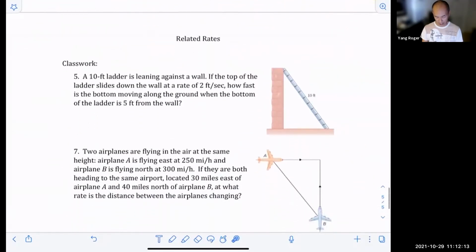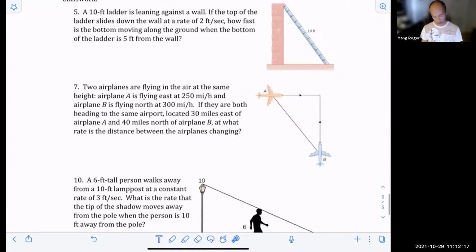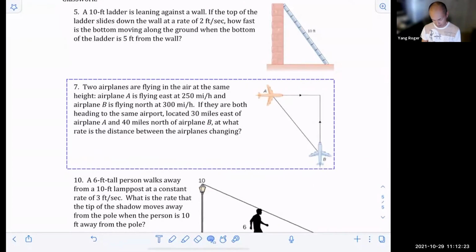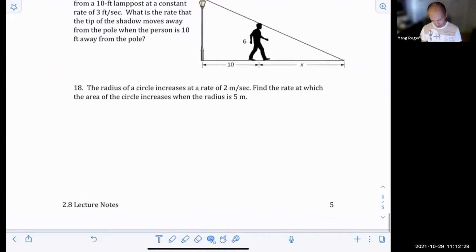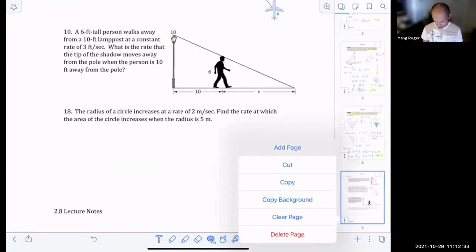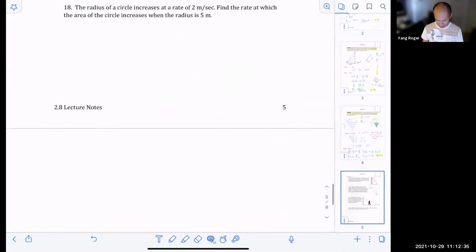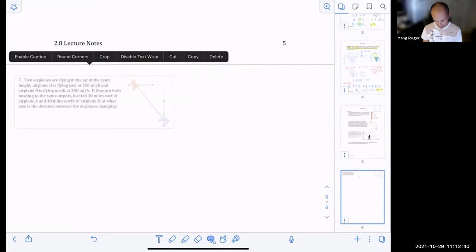I wanted you guys to try a problem. And the problem I want you to try is number 7. I'm pretty sure I copied this from some open source textbook, so we didn't violate any copyright rules. Let me add on a page here just to give us more room.